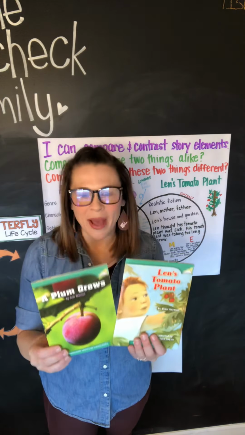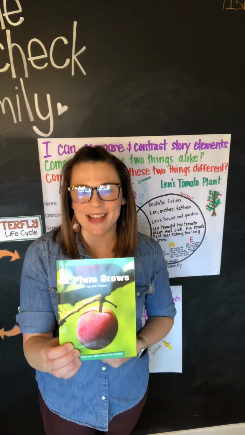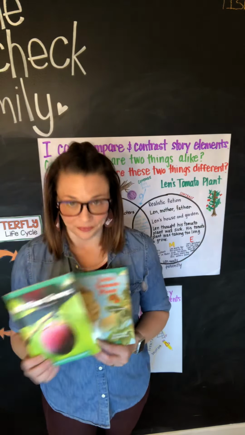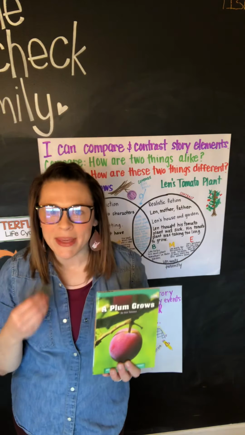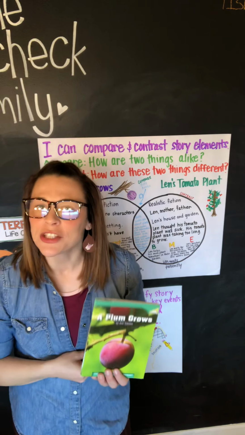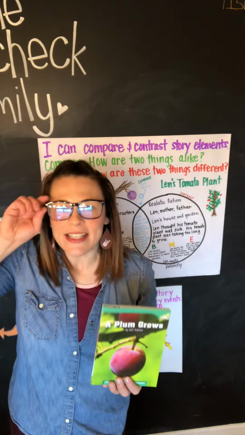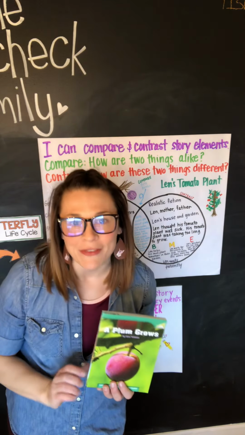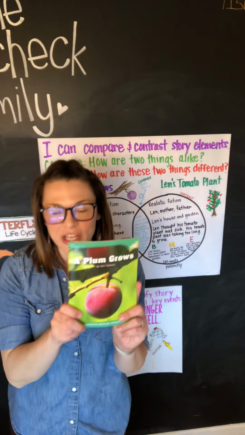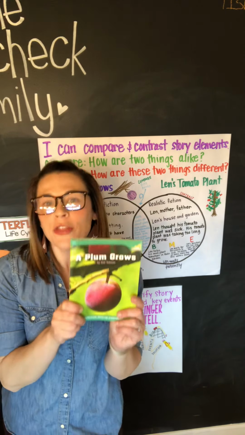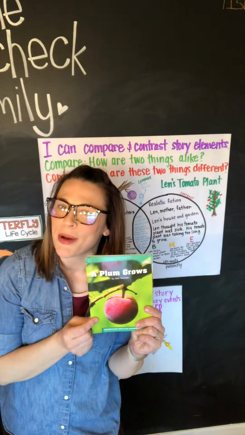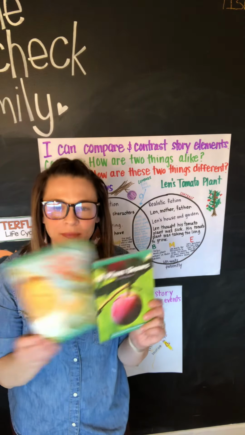We know right away that A Plum Grows is a nonfiction text. That means it's giving me information and facts. It's going to use things like diagrams and photographs to show me information about a plum. The author's purpose for writing this book was to give information.